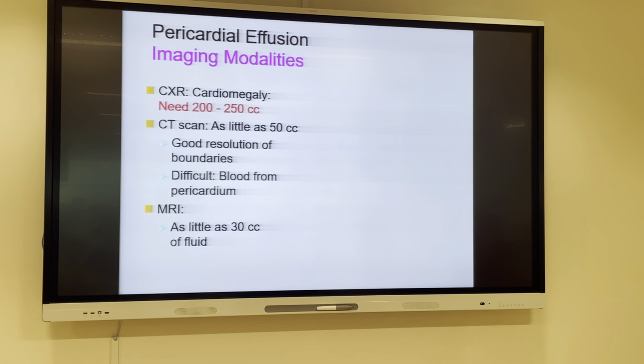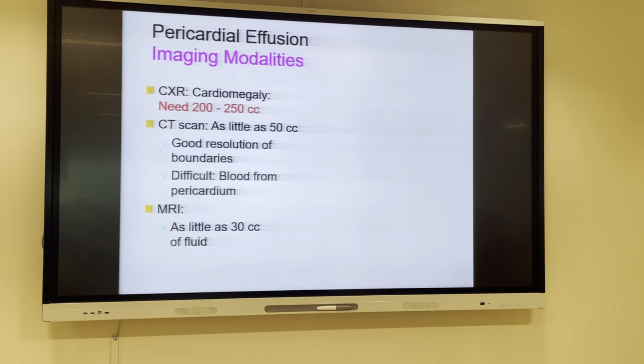What's your next step? Echo. Emergency echo. Because what's the treatment? Needle pericardiocentesis. So you insert the needle and take the fluid out, quickly, because in the next couple of hours the patient could die. Hypotensive, then he decompensates, and that's it. Okay? So it's a very different thing.